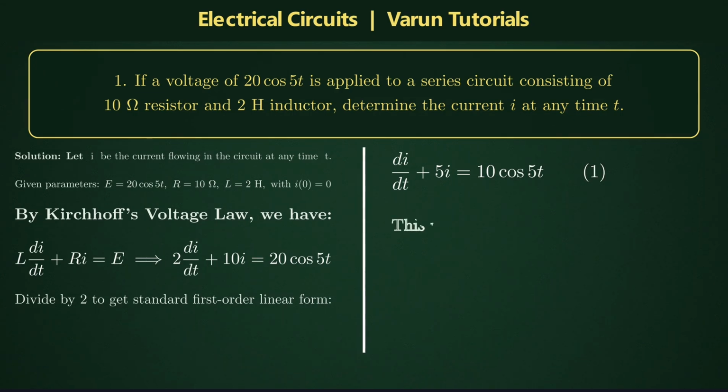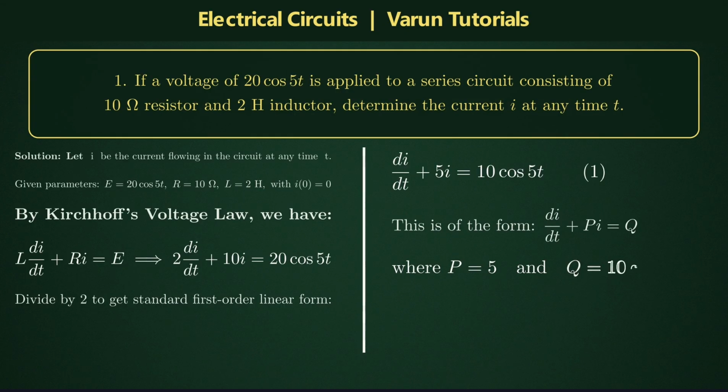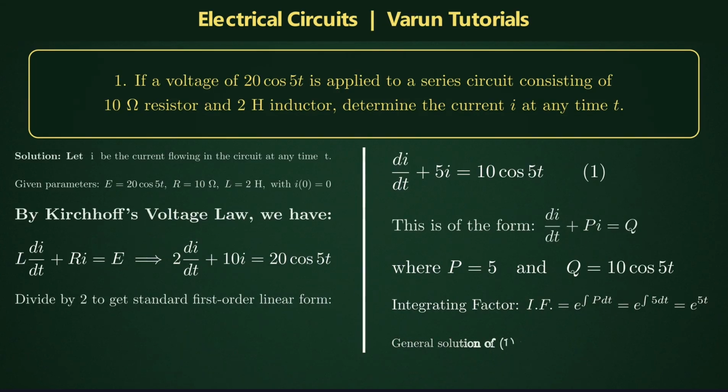This equation is of the standard form, dI/dt plus P times I equals Q. By comparing terms, we identify that P is equal to 5, and Q is equal to 10 cos 5t. We compute the integrating factor, IF, which equals e raised to the power of the integral of P dt, which is e to the power of 5t. The general solution of a linear equation is I times the integrating factor equals the integral of Q times the integrating factor plus a constant c.